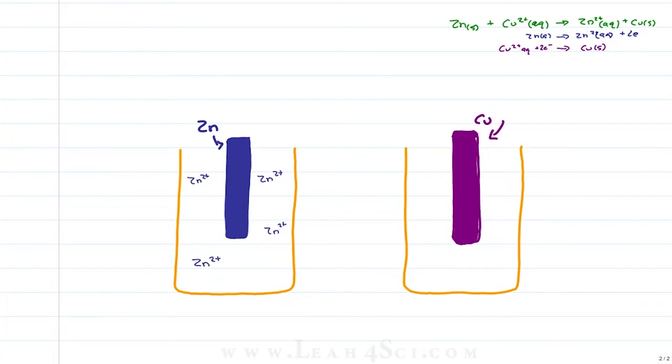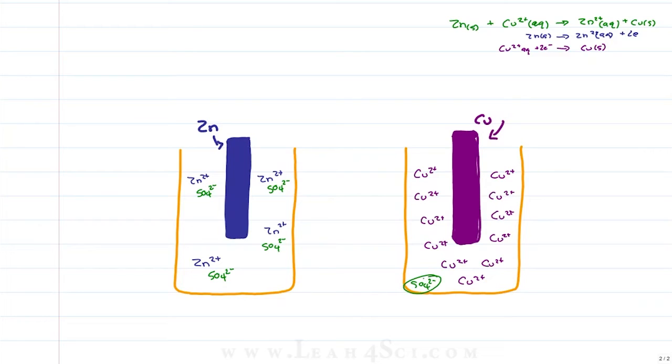But metal ions can't exist by themselves, so the solution will be made up of something like zinc sulfate, which has sulfate as a spectator ion to balance the zinc 2 plus. Same thing on the right with copper sulfate, where we have the copper ions balanced with sulfate. I only put one, but obviously we have millions and millions of ions equally balanced in solution. And now the reaction can happen.